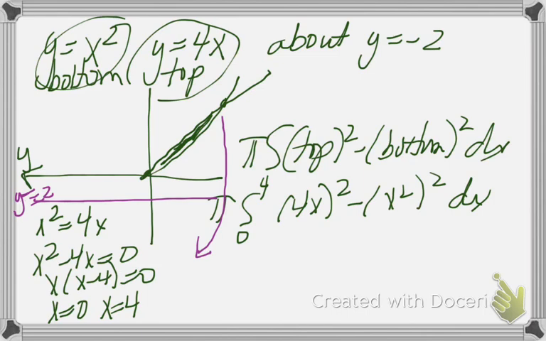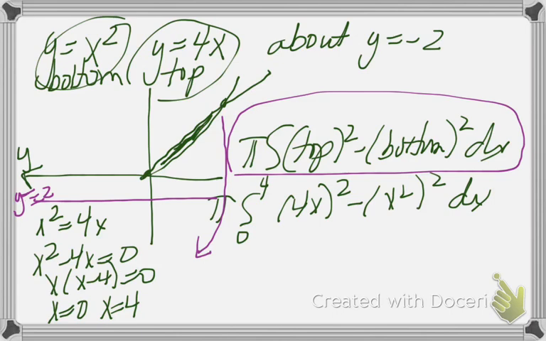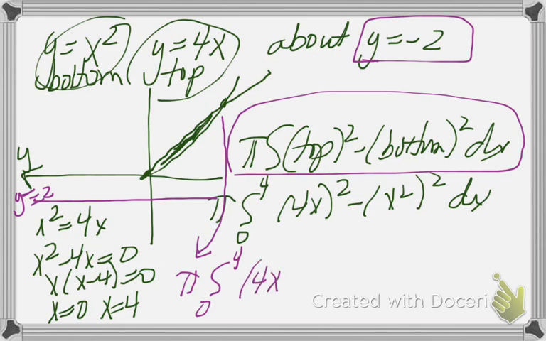So the rule that we have is only for when we're revolving around the axes. So we have to get this back to the axes. So what do I have to add to -2 to get back to 0? I would have to add 2. So we have to add 2 to everything. So this will be our final answer. So here's the pi. We keep the 0 to 4. We still have 4x, but we're going to add 2. And we still have x squared, but we're going to add 2.